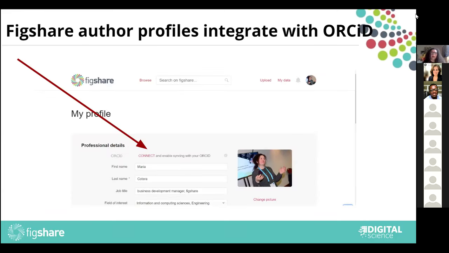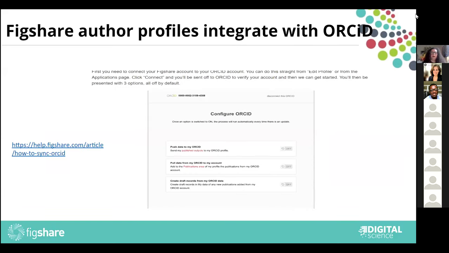We also link with our author profiles, integrated with ORCID. And this is an example here using my own Figshare profile. When you set up the profile, it asks you to connect and enable syncing with ORCID. Continuing with the screenshot, once you do that, you are able to configure ORCID, and it tells you whether you can push data from ORCID to Figshare, the other way around, from Figshare to ORCID, and create draft records from the ORCID data.